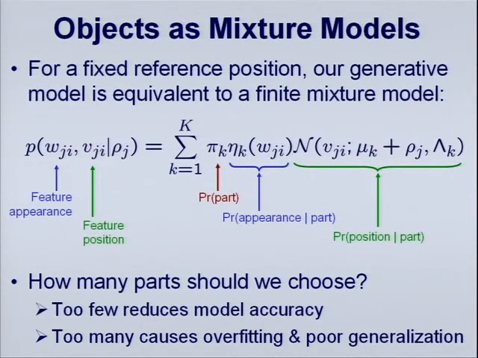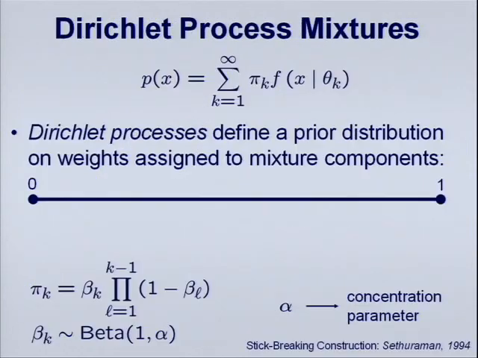Okay, but now I have this model. Again, the question is, how many parts should I choose? What's the right number? Because I don't have a model for it, K is just a fixed parameter at this point. If I use too few parts, that's going to make an inaccurate model. If I use too many, that's going to cause overfitting. I'm going to generalize poorly to new examples. So you want a way of choosing K that trades off these goals.